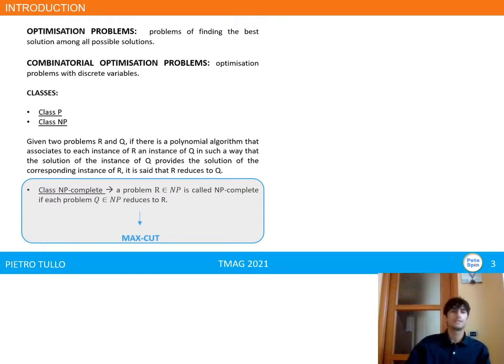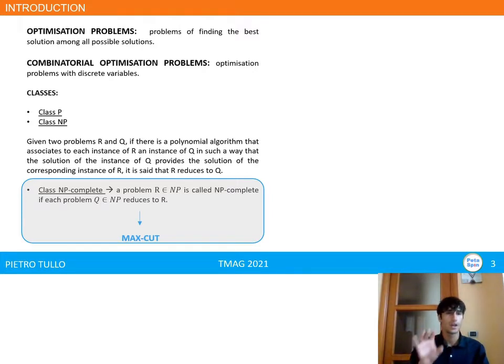So what is an optimization problem? It is a problem of finding the best solution among all the possible solutions. A combinatorial optimization problem is an optimization problem with discrete variables. Also, we can classify different problems in some classes. For example, we can have class P, class NP, or class NP complete problems.